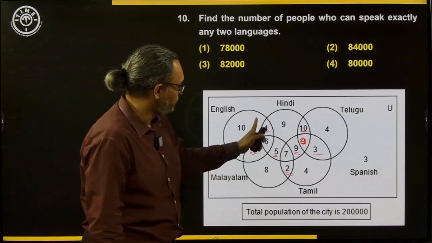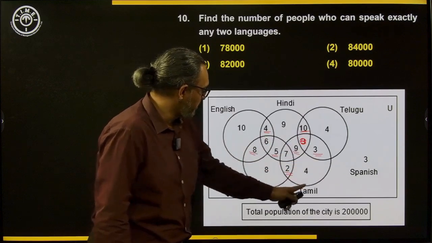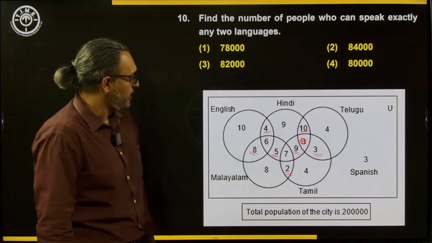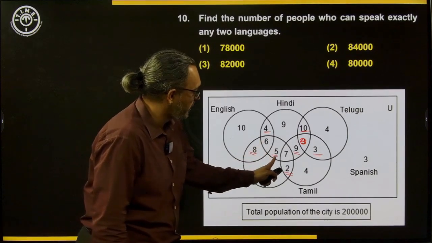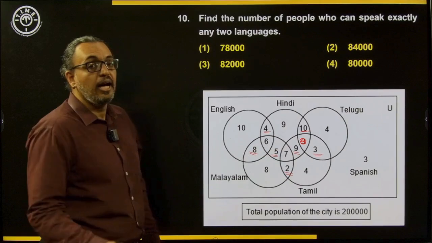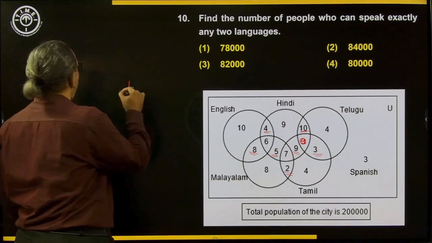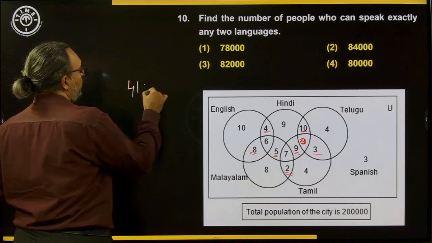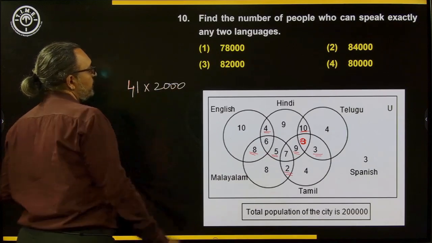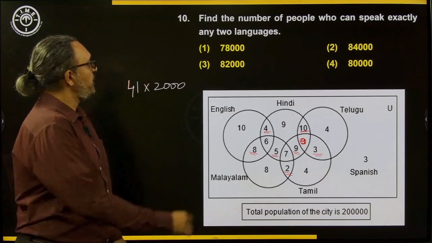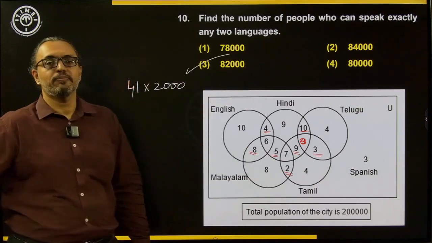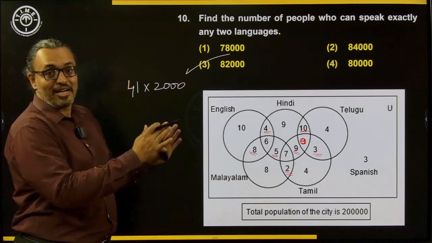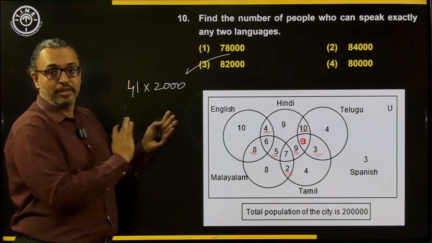So you add these numbers: 4 plus 10, 14 plus 3, 17, 17 plus 2, 19, 19 plus 8, 27, 27 plus 5, 32, 32 plus 9, I get 41. So you take 41 multiplied by 2000. So that is going to be 82,000. Third option. Understood? So you just have to understand the region, collectively use them, get your answer.